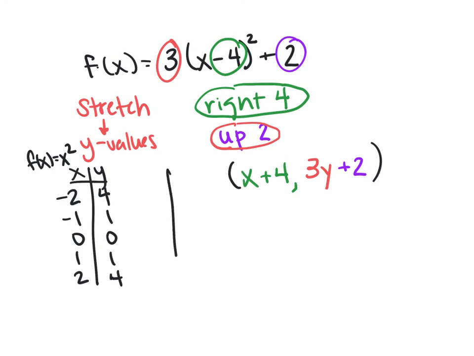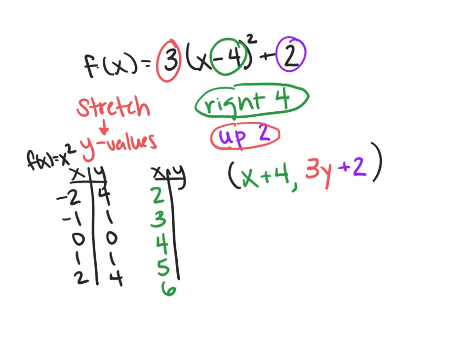And so when I write this rule, and I make my new points x and y, every x got added to by 4. So -2 plus 4, positive 2. -1 plus 4, positive 3. 0 plus 4, positive 4. 1 plus 4, 5. 2 plus 4 is 6. So here are my new x's.